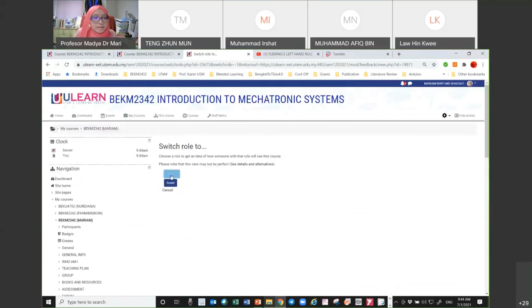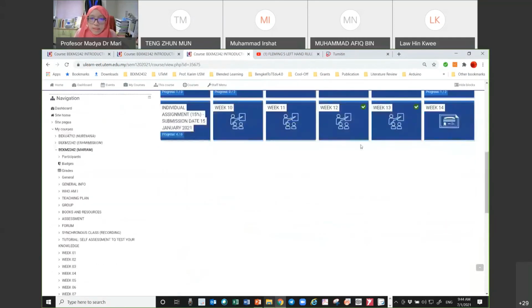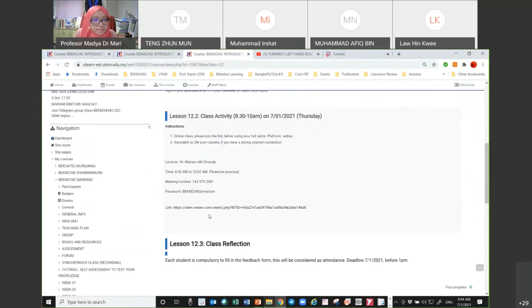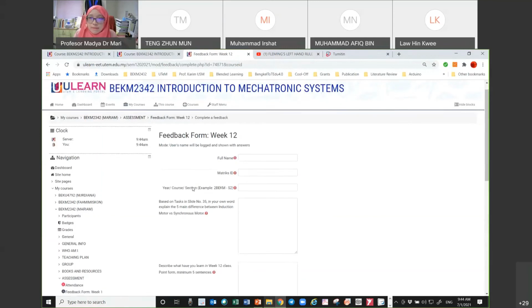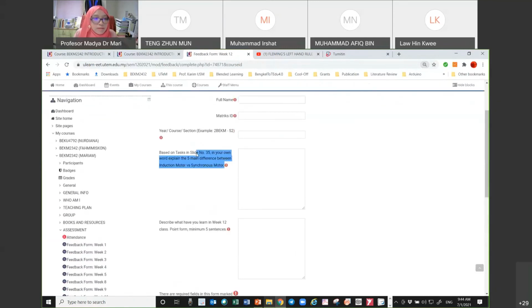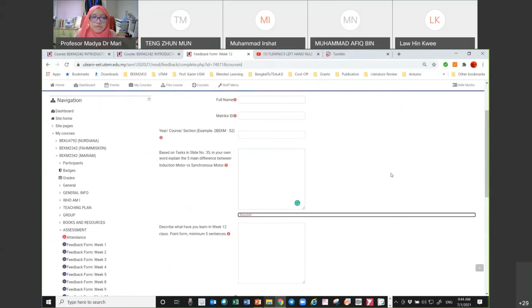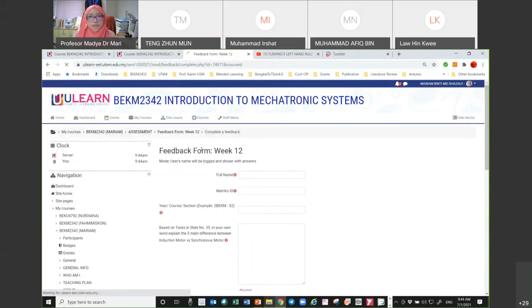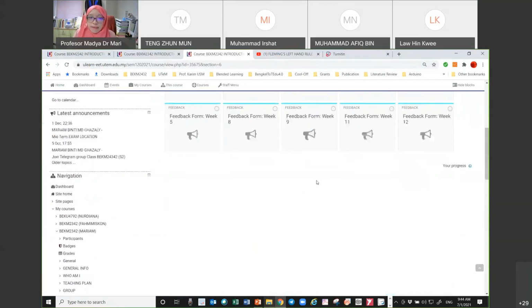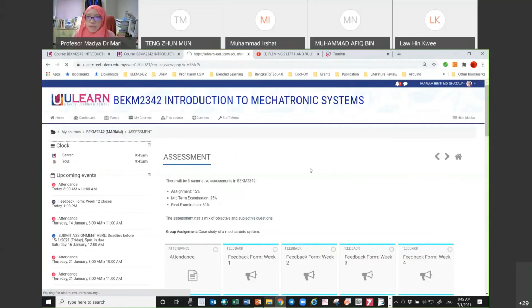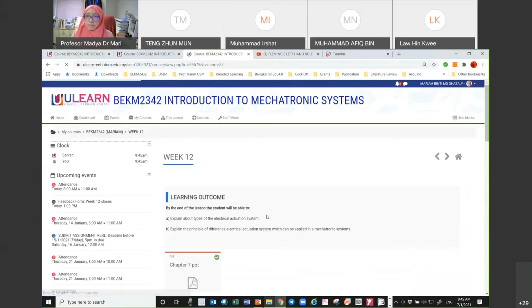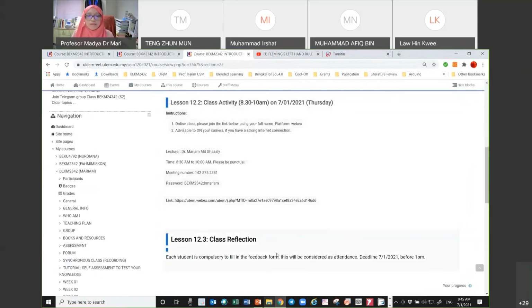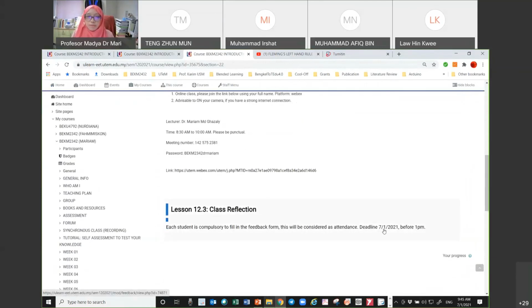The reflection for today's class is that you need to answer the question in slide number 35. Based on the task in slide 35, in your own words, explain the 5 main differences between an induction motor and a synchronous motor. I'm not giving you much time, only until 1 p.m., because last time when I gave you 1 week, students still didn't submit. So make sure you complete the feedback form by 1 p.m.